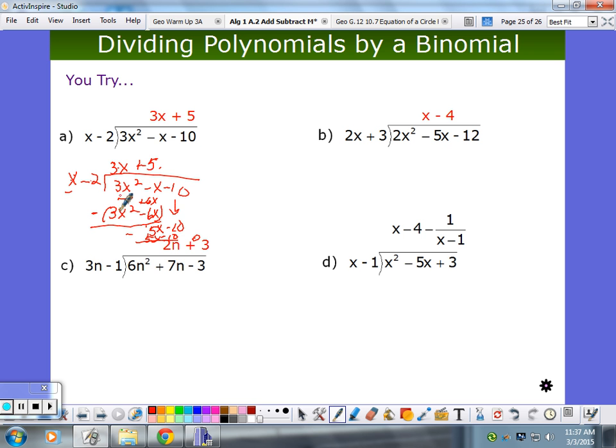Which part? How did I get the first 5? I said here's a 5x, here's an x. X times what is 5x? Or what's 5x divided by x? 5.